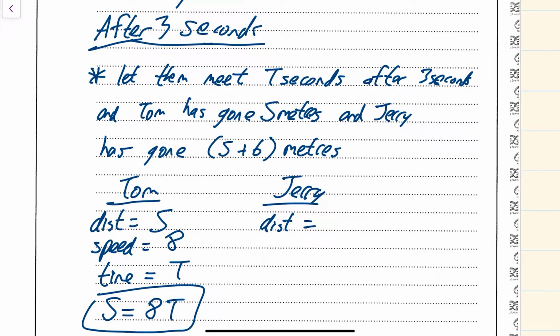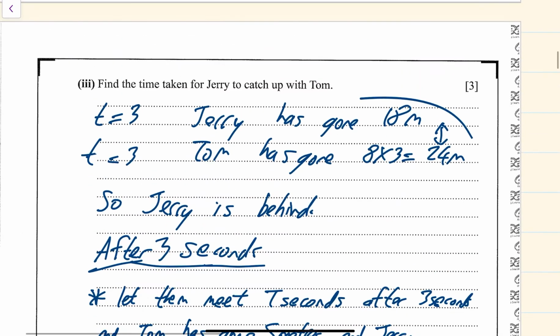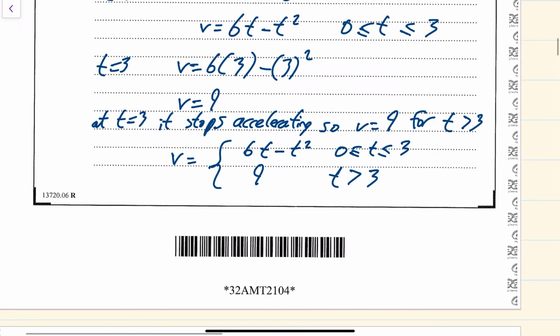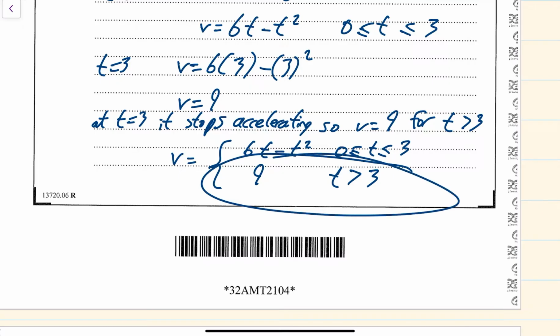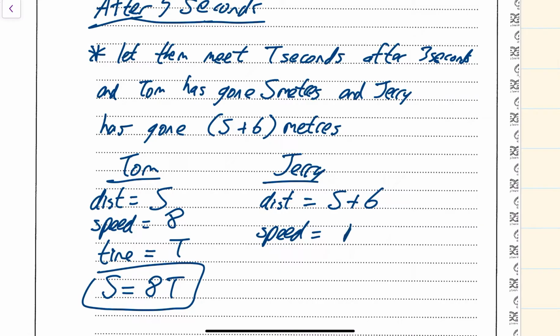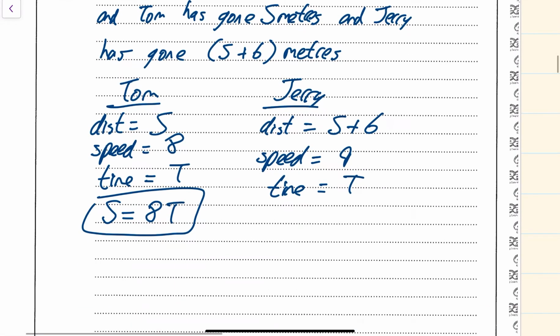For Jerry, the distance is big S plus 6, we've just worked out. His speed, he is constant speed as well. That is pretty easy. Remember Jerry, once he gets up to 3 seconds, he's just going at a constant speed of 9. That's right, forgot about that. So his constant speed then was 9, and the time that he goes for is the same as for Tom, it's t. So that means distance, S plus 6 in this case, is speed 9 times t. And then you can rearrange that to make big S equals 9t minus 6.